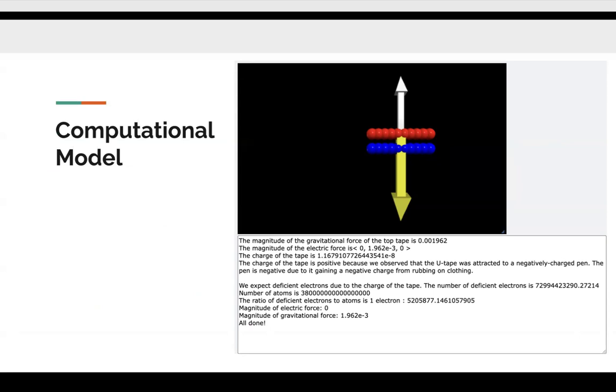The charge of the tape is positive because we observed the U-tape was attracted to a negatively charged pen. And the pen is negative due to gaining a negative charge from rubbing on clothing. And this we know just from physics principles. We expect deficient electrons due to the charge of the tape, and the number of deficient electrons, the number of atoms, the ratio of deficient electrons to atoms, and the magnitude of the electric force and gravitational force are all listed here.